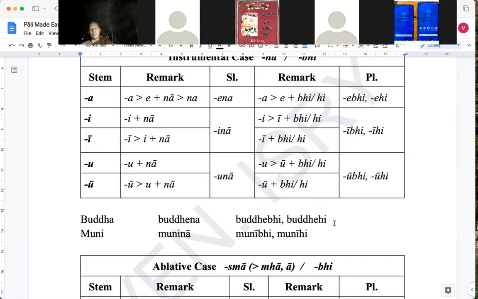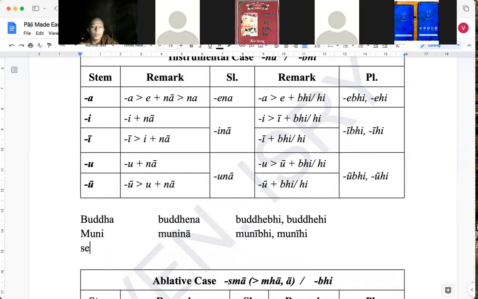In meaning, Bodhina means with the Buddha or by the Buddha. So Bodhi Bi, Bodhi Hi, that is plural. That is with the Buddhas or by the Buddhas. The same way Muni means a sage. Muni Na, by the sage or with the sage, with a sage. Muni Bi, Muni Hi, by sages or with sages.